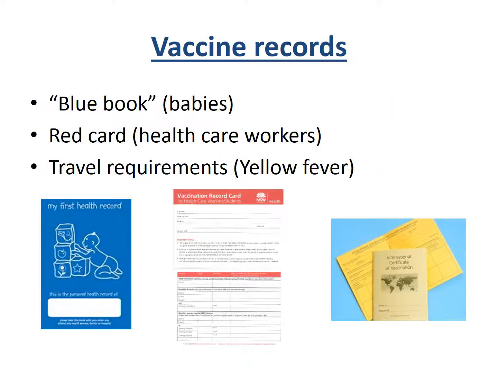Vaccine records are also important. Blue book that we use for babies. Red card, which we use for healthcare workers. We're not quite as strict here in the ACT. That's a New South Wales vaccination card. Travel requirements, so yellow fever. If you're travelling to a country that requires evidence of yellow fever, you need to have this particular yellow booklet that fits into your passport, so you can show people at border crossings that you've had your vaccinations as required.